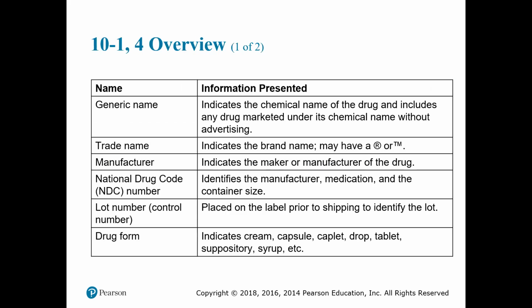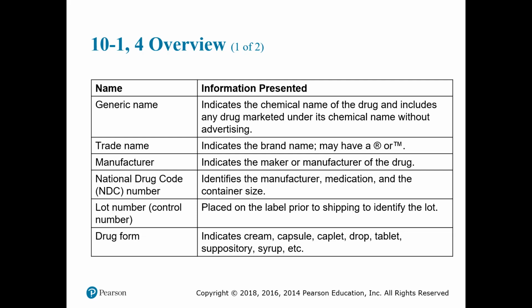All right, so the first thing, there are some things that you should see on a drug label, and this slide and the next slide are going to go through those pieces. So the first thing you see is the generic name. So that indicates the chemical name of a drug and includes any drug marketed under its chemical name without advertising. So just a basic example there, right? We all think about maybe Tylenol, right? But the generic name of that drug is acetaminophen. So you have your generic name, and then of course you have your trade name, which indicates the brand name. So that would be like the Tylenol piece there.